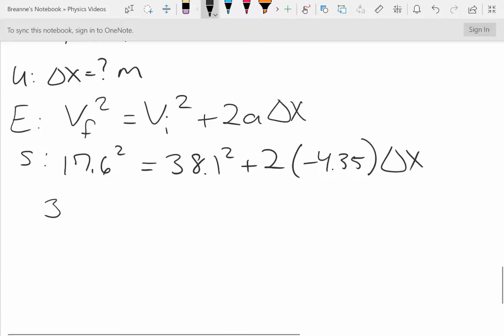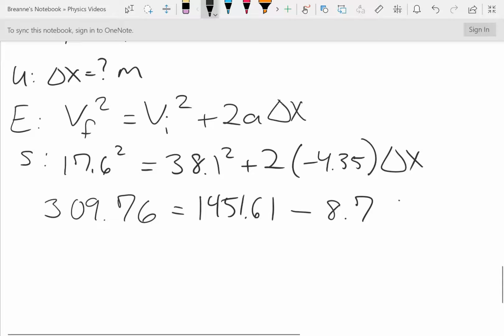So think about PEMDAS. We have to do the squareds first. 17.6 squared is 309.76. You do 38.1 squared, and you get 1,451.61. And then you could go ahead and multiply 2 times your negative 4.35, and you get a negative 8.7, and that's multiplied by your delta X.